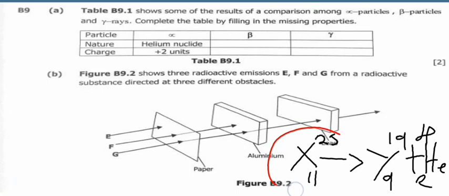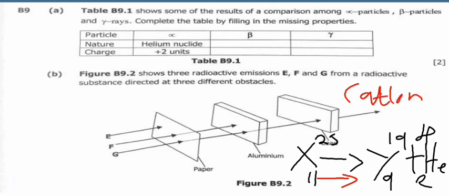As you can see, this parent nuclide, which is X, is giving out 2 electrons. Usually metals give out electrons. Once they give out electrons, they become cations. When I say cation, this is just a positive charge. So this one is giving out 2 electrons. That is the reason why it has positive 2 units.